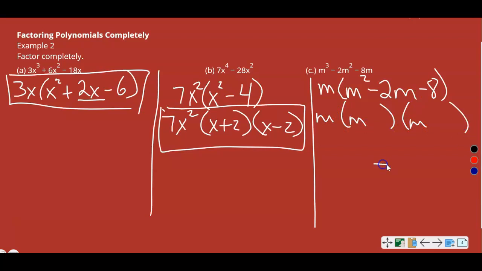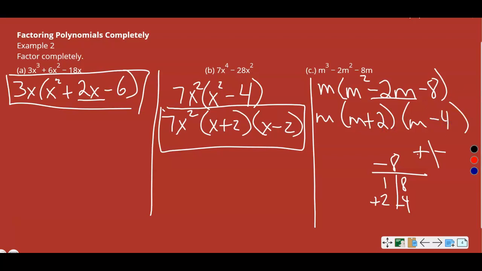All right, so let's see. I've got negative 8. 8 is 1 and 8, or 2 and 4. 2 and 4 could give me a negative in the middle. When I multiply to get a negative 8, I know I've got to have opposite signs. If I have a negative 2, I need my bigger number to be negative. So plus 2, minus 4. So I'm going to have m plus 2, m minus 4.